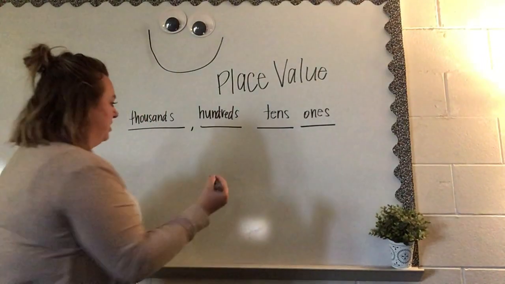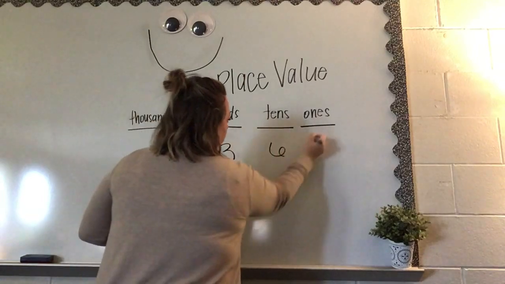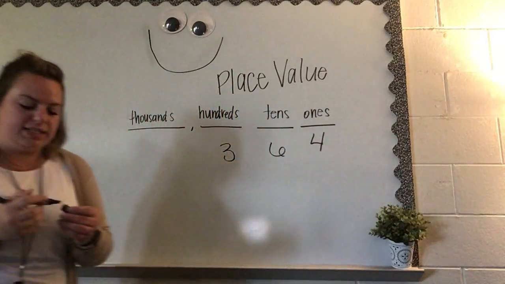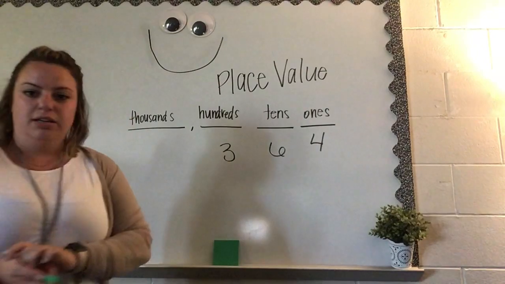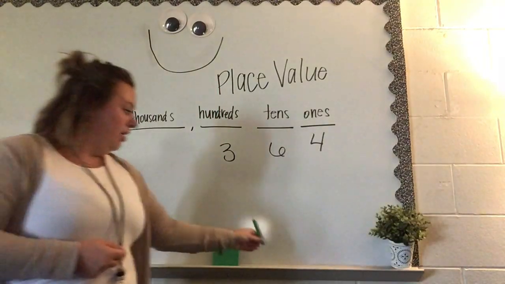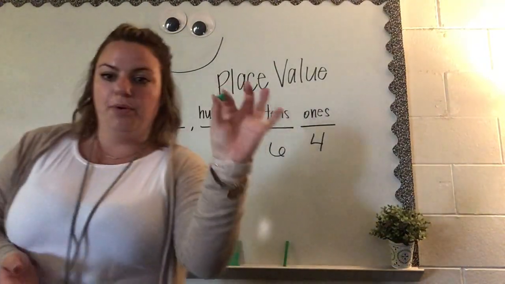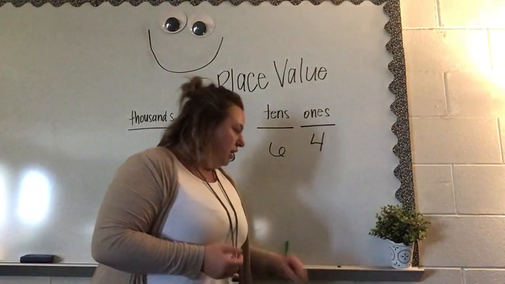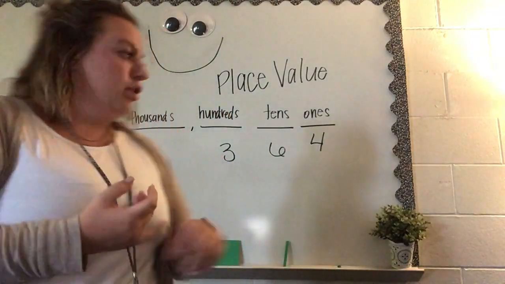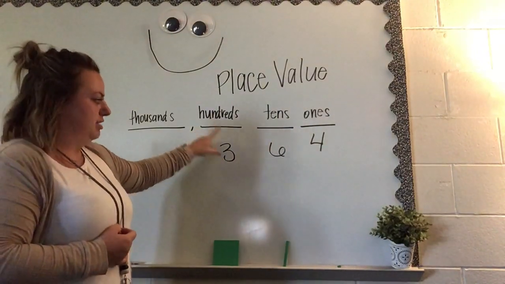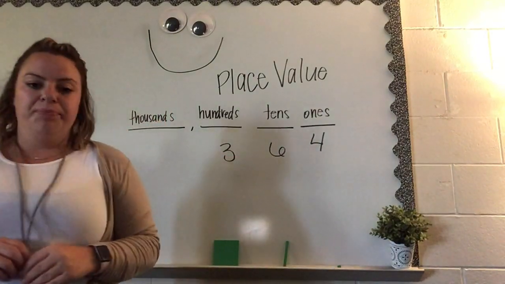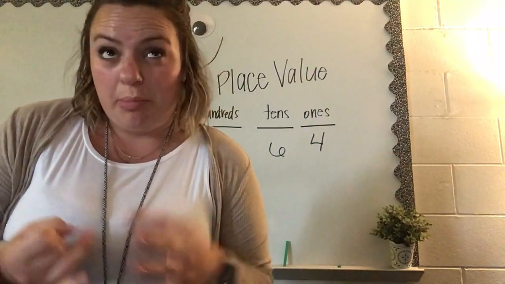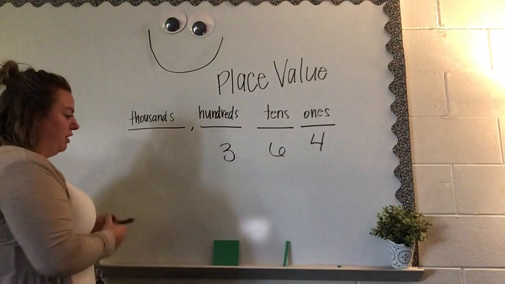Now, if I have this number, 364, that means I have 3 of these 100 blocks. It will mean I have 6 of the 10 rods, and I have 4 of the 1 cubes, right? So I have 3 hundreds, 6 tens, and 4 ones. So we've talked about base 10 form or model form, and today you are going to do a new form.